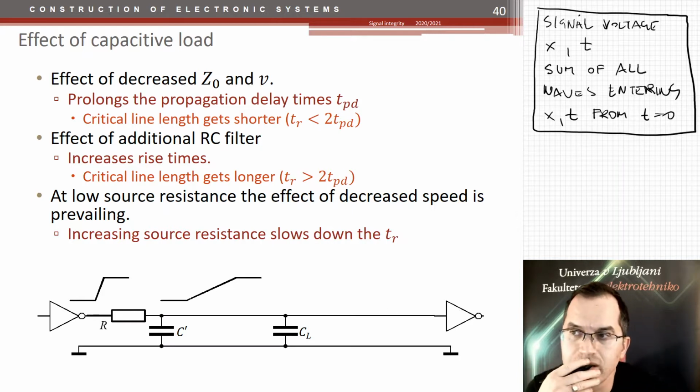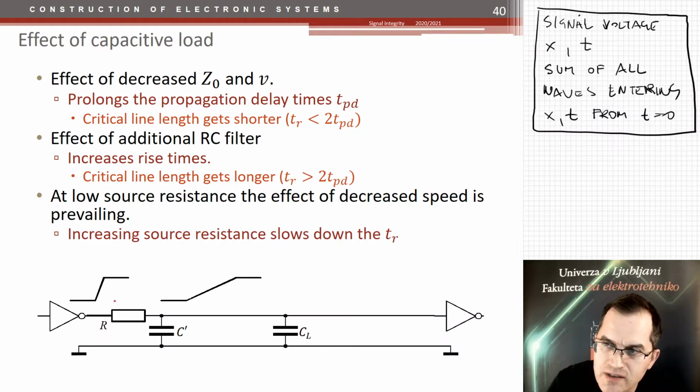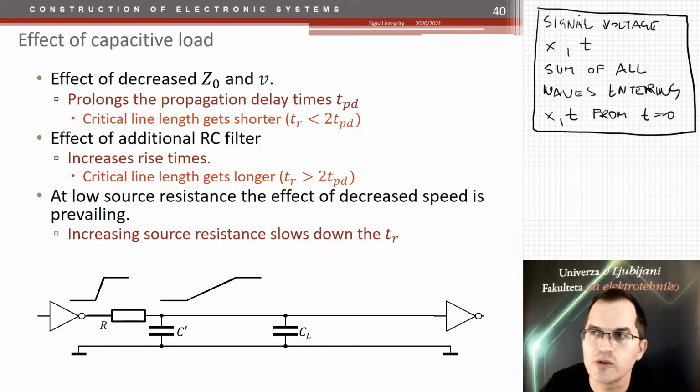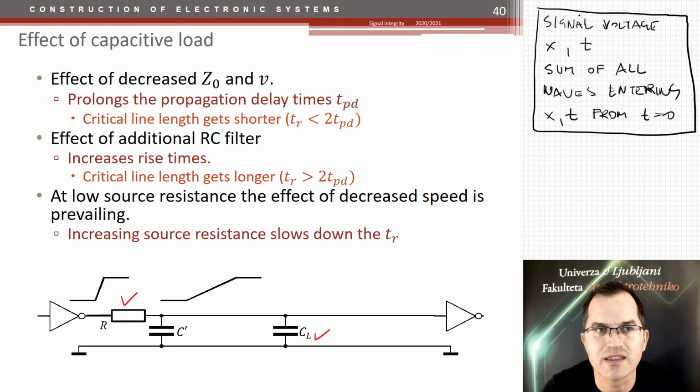So what is then prevailing? If you have really good low source resistance sources in your design, then the decreased speed is prevailing. So if you add capacitors, you also have to add a certain resistor. By this RC filter, you are actually prolonging the rise times and therefore making your transmission line less critical. So adding resistors together with capacitors would be one of the ways of making your transmission lines of a certain length less critical.